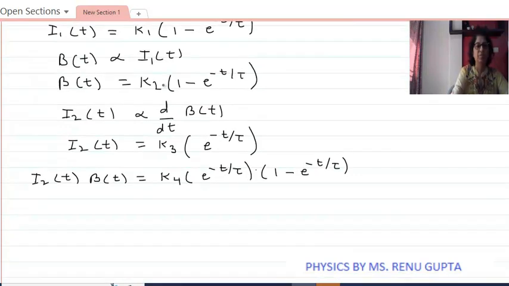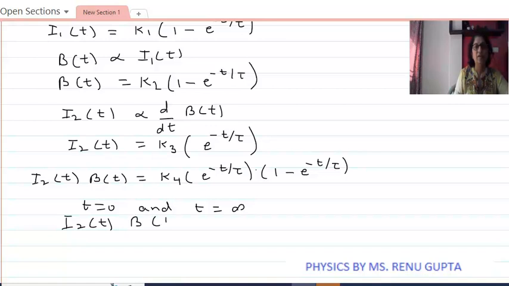Now if we solve this question, at t equals 0, e to the power 0 is 1. So in the second bracket, 1 minus 1 will become 0, and at t equals infinity, e to the power minus infinity is 1 upon infinity, which is 0, so the product will again give you 0. Therefore at t equals 0 and t equals infinity, I2 at time t and magnetic field at any time t product will become 0.